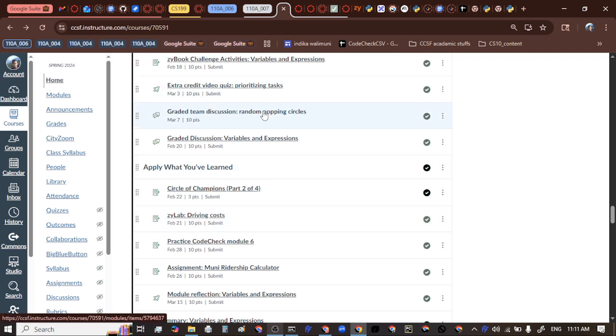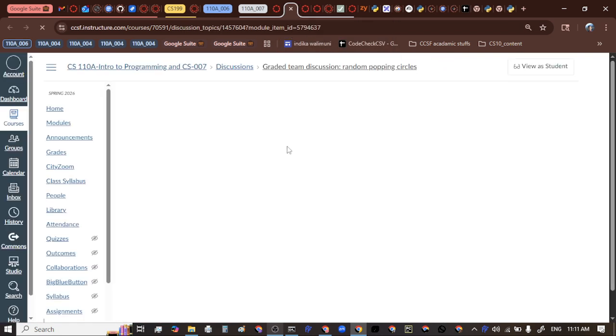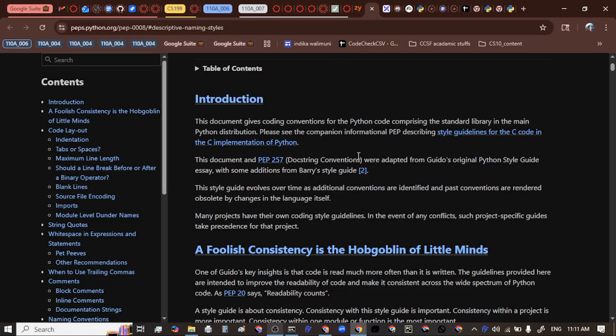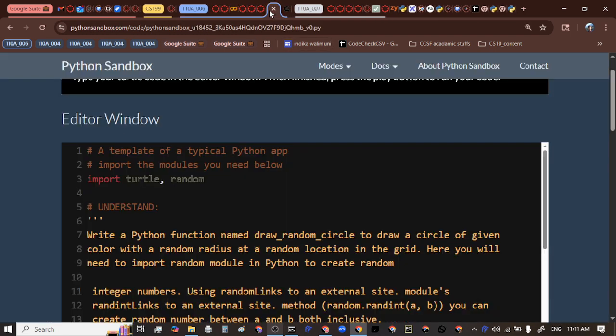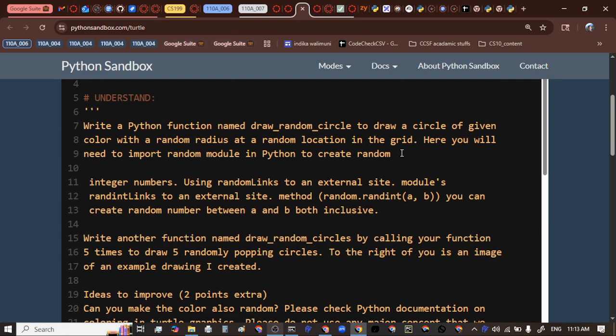Yeah, this one, random popping circles. All right, let me quickly just copy paste that. So this is our problem statement.